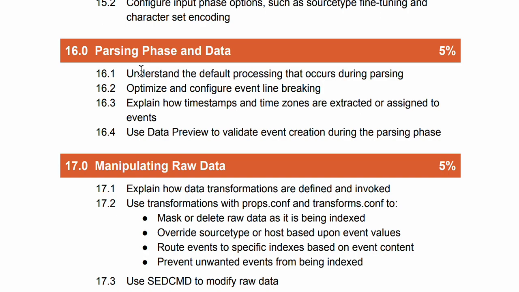The 16th topic is parsing phase and data. It covers the following topics and has a weightage of 5%. It covers understanding the default processing that occurs during parsing, optimizing the configuration of event line breaks, explaining how timestamp and time zone are extracted or assigned to events, and using data preview to validate event creation during the parsing phase. So these topics come under parsing.